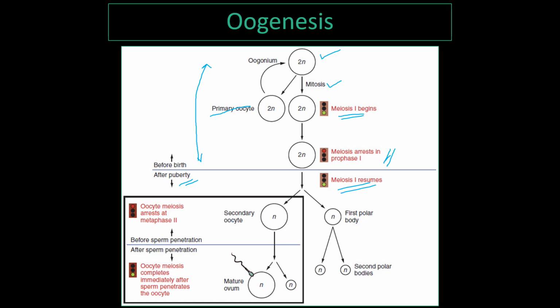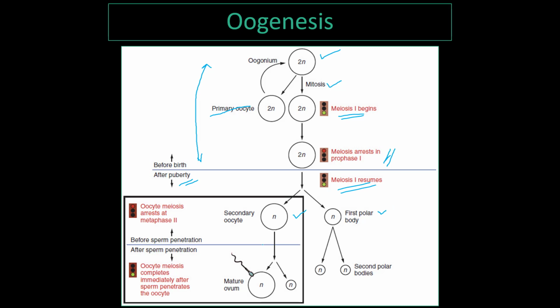So the oocyte meiosis arrests at metaphase 2. That is, the primary oocyte is going to develop into a secondary oocyte and the first polar body. Remember, this is meiosis 1 and this is an unequal division.